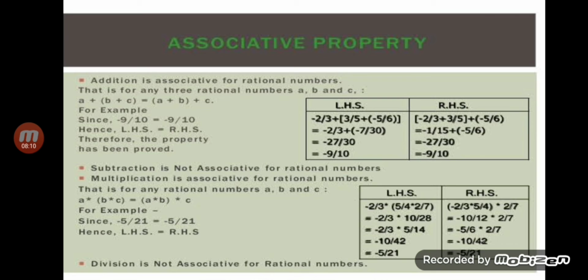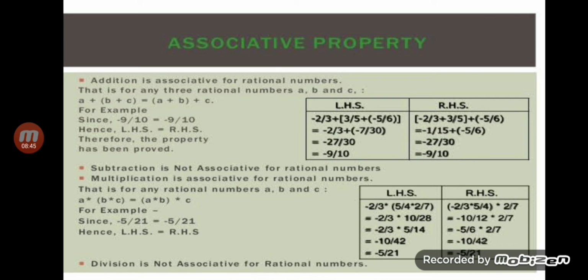So we'll take three numbers like minus 2 by 3, 3 by 5 and minus 5 by 6. In the next step we'll add what is in the bracket, that is 3 by 5 and minus 5 by 6. By taking the LCM, 30, after calculation you'll get minus 7 by 30 plus minus 2 by 3. When you add it, you will get minus 27 by 30. If you want, you can simplify or you can keep it as it is.